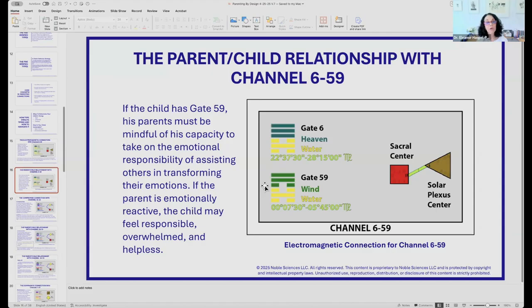Get their own emotional reactions under control, and especially do not react to a child with the 59th gate emotionally, because that will be too much of a burden for that child. It's not at all healthy for a parent to be emotionally reactive and dump their emotions onto a child.